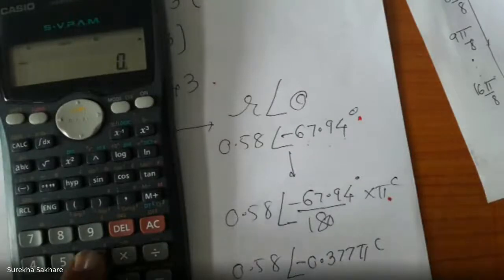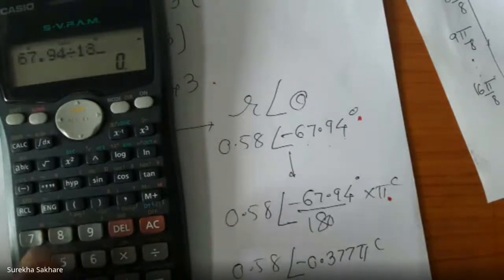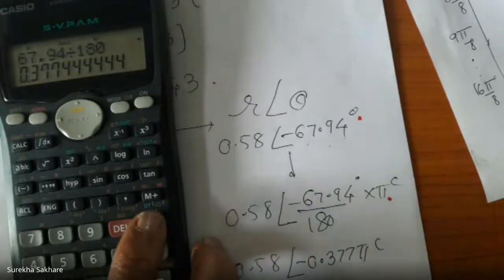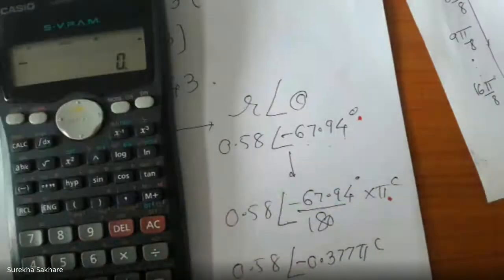We took 67 as the answer, 67.94 divided by 180. You get it as a multiple of pi. So the answer is minus 0.677 pi. We don't calculate for pi, keep it as pi as a multiple. Okay. So this was what we have revised for one value.